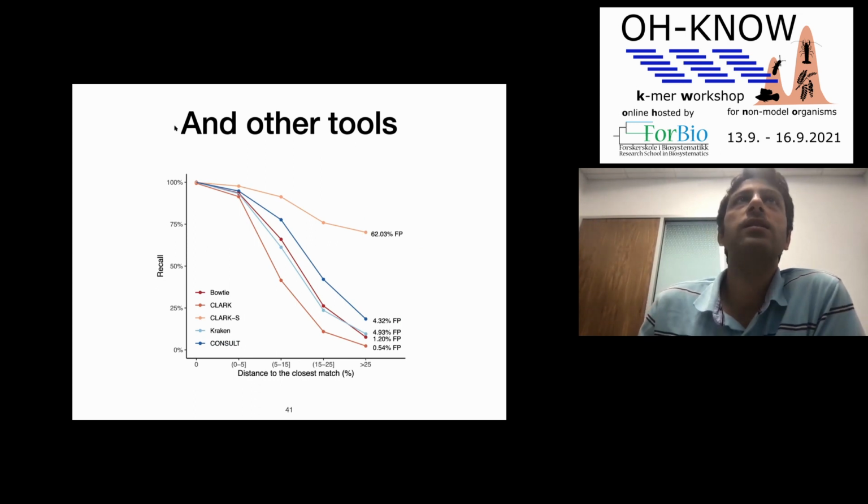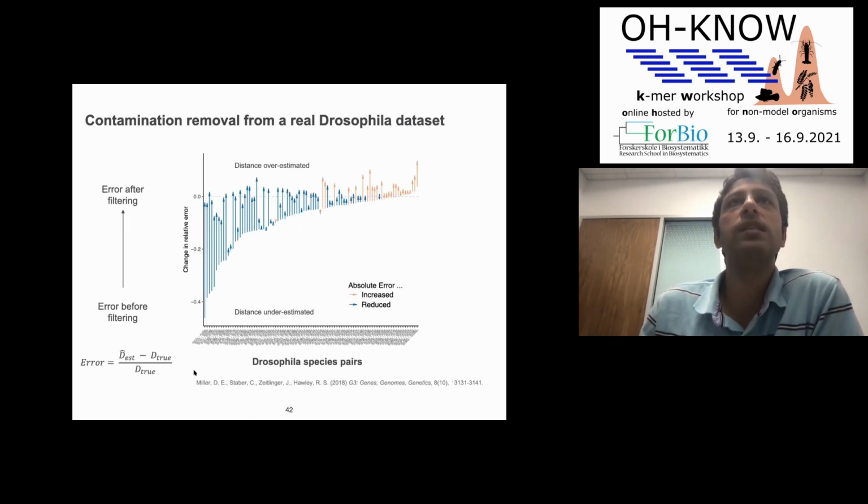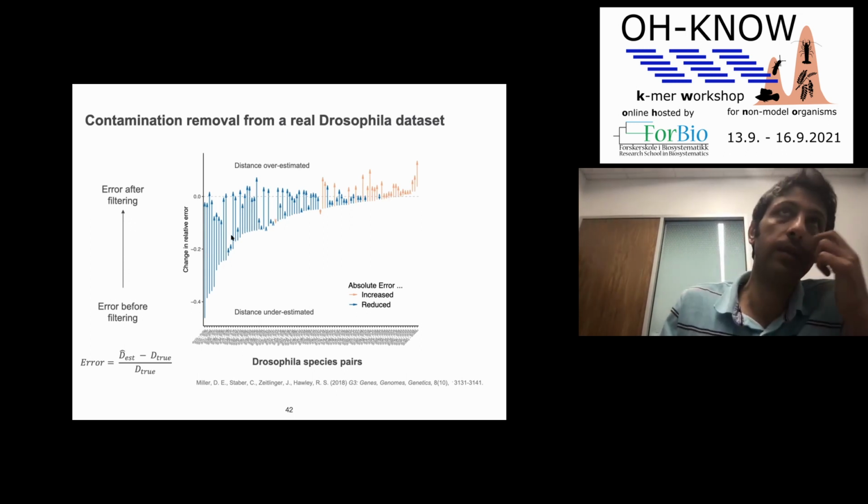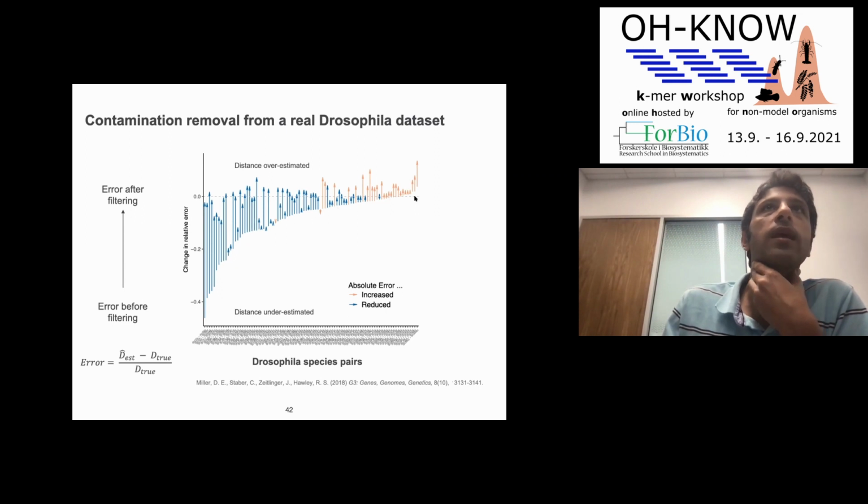Okay, so that's just some results. We looked at those Drosophila data sets we were talking about previously, and these arrows are showing the error in the distances computed between two pairs of Drosophilas, before filtering and after filtering, from each of these genome skims. And by error, we mean compared to the distance you get from the assemblies. The ones that are blue are the ones where the actual error was reduced. In some cases, actually, this filtering increases the error.